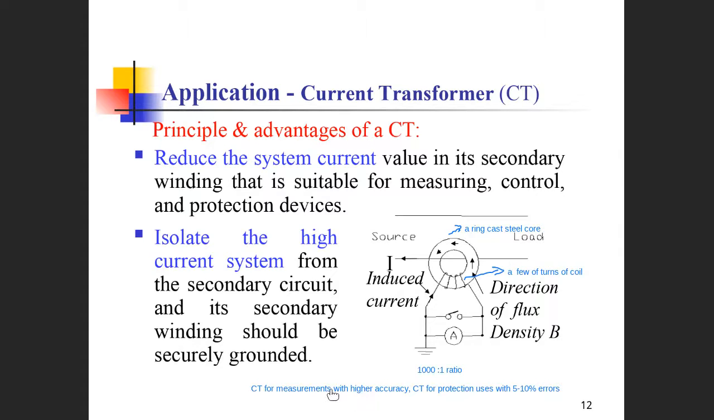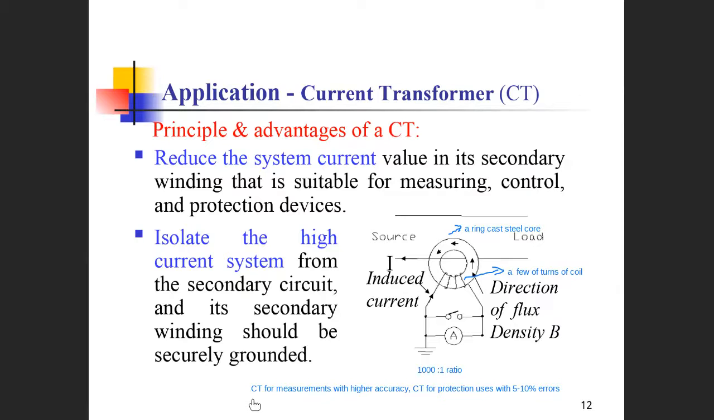Okay, now here, why do we learn about CT here? We are telling you the CT's principle, which is based on induction, because a wire produces a magnetic field surrounding it. So we can use this principle to make a CT.